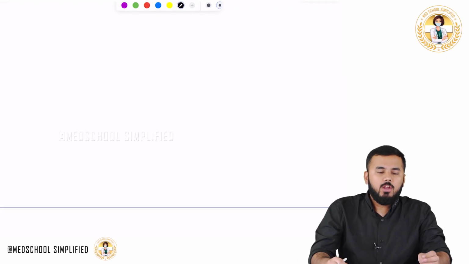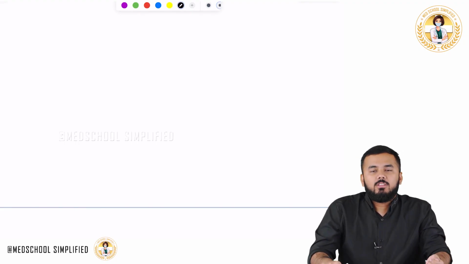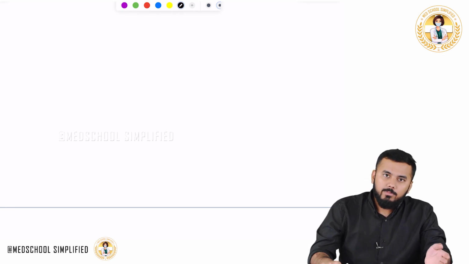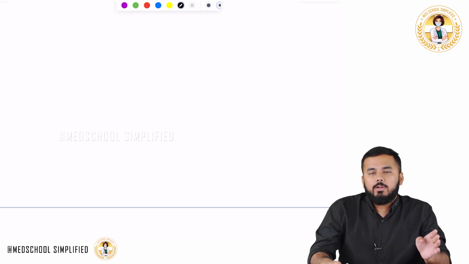Hello guys, so now we shall be discussing subarachnoid cisterns. What are these subarachnoid cisterns? We have three important layers. Outer we have dura mater, middle we have arachnoid mater, and inner we have pia mater. Just below the arachnoid mater, whatever space we have is called the subarachnoid space.